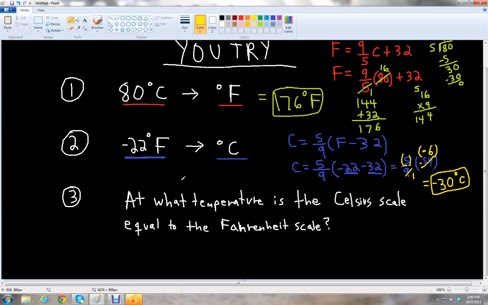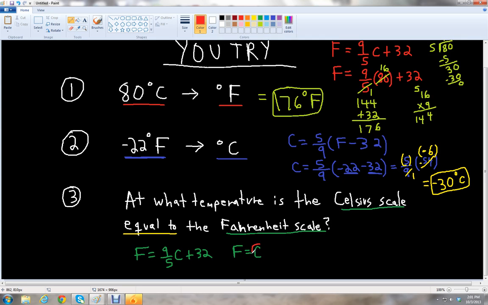And then the last problem is a little challenging. It says, at what temperature is the Celsius scale equal to the Fahrenheit scale? So the way you can do this is you can take either of your two equations, and let's just say we have F equals 9/5 C plus 32. And we have to say that the Fahrenheit scale has to equal the Celsius scale, right? So we know we could let F equal C.